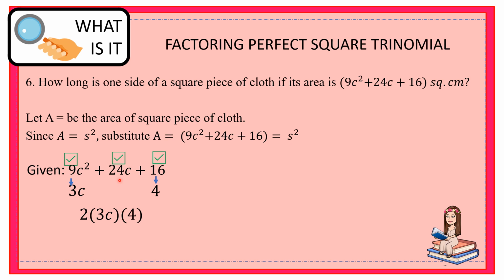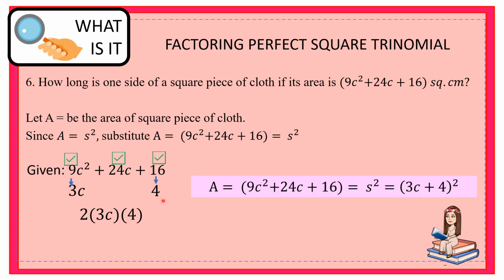And with that, we can say that the factor is, diba, the first square root, copy the sign of the second term, plus, and then the second square root, 4, and then express as square. So, ibig sabihin, this one is expressed as 3c plus 4 squared. Ulit, copy the first square root, copy the sign, copy the second square root, and then express as square.